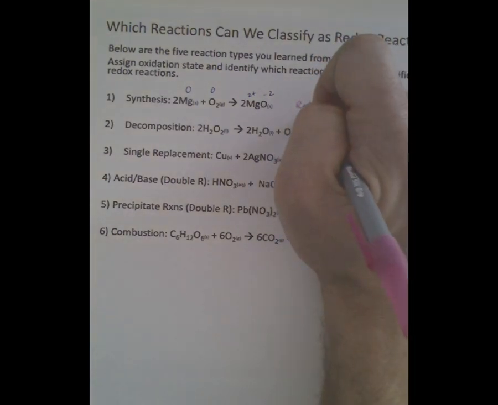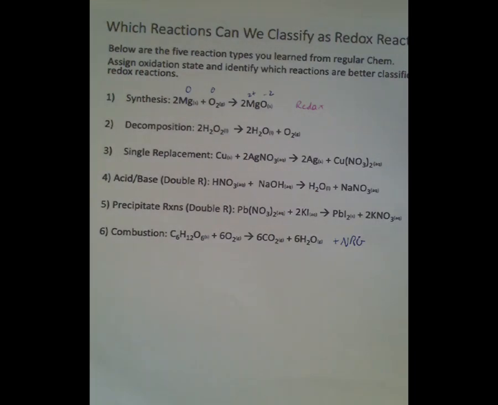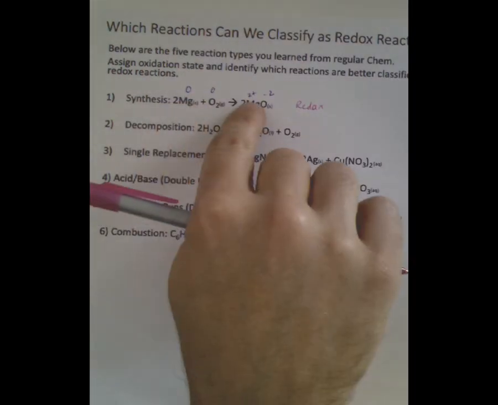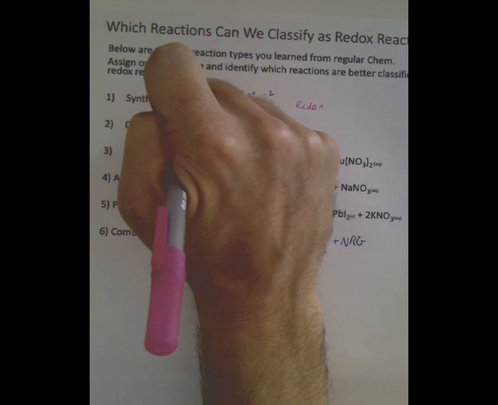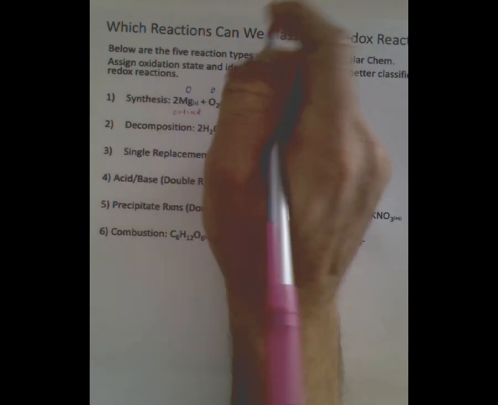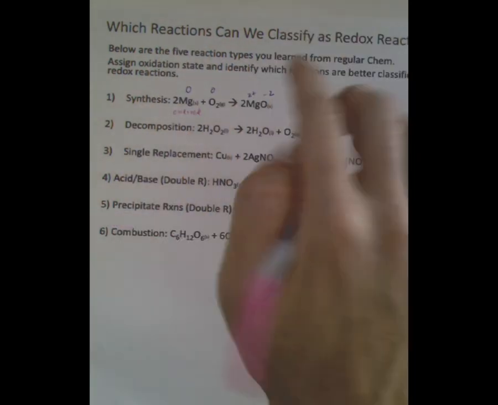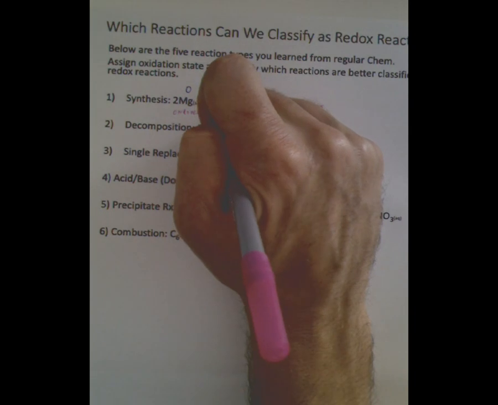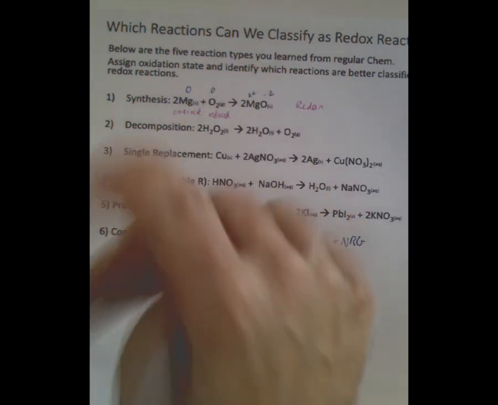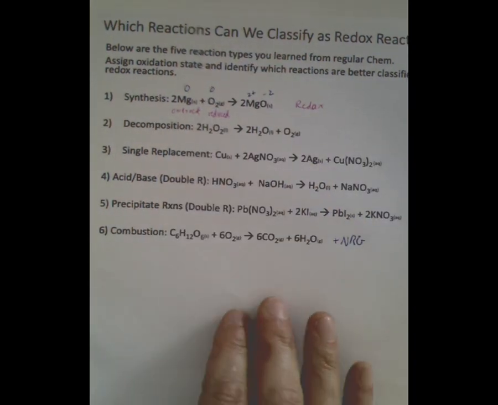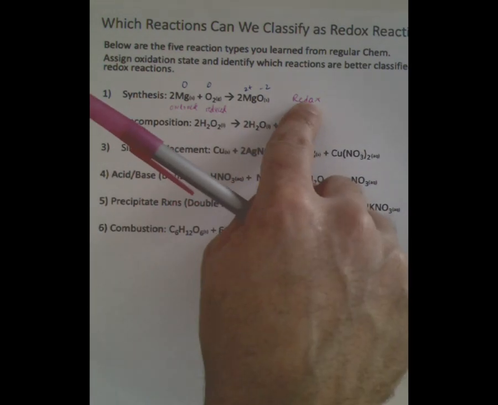Redox. I'm just going to say oxidized and reduced and not go with oxidizing agent and reducing agent. So my magnesium is going from 0 to 2 plus. So this is oxidized. Oxygen is going from 0 to -2, so this is reduced. Again, we're going to see this as a theme. Whenever we have oxygen in a reaction, it's really good at getting reduced, really good at taking on electrons. So synthesis reactions are redox reactions.